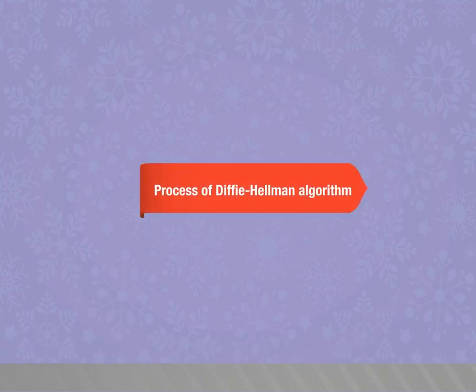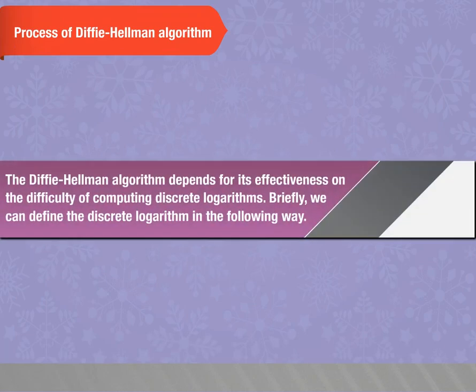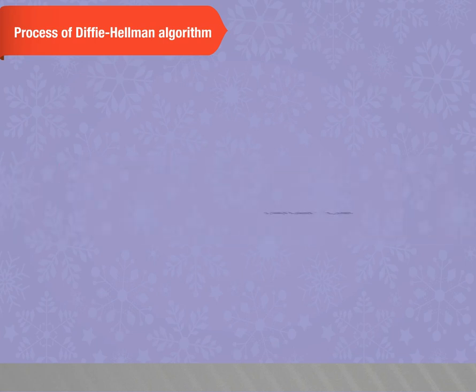Process of the Diffie-Hellman algorithm. The Diffie-Hellman algorithm depends for its effectiveness on the difficulty of computing discrete logarithms. Briefly, we can define the discrete logarithm in the following way. a mod p, a squared mod p, and so on up to a to the power n minus 1 mod p.